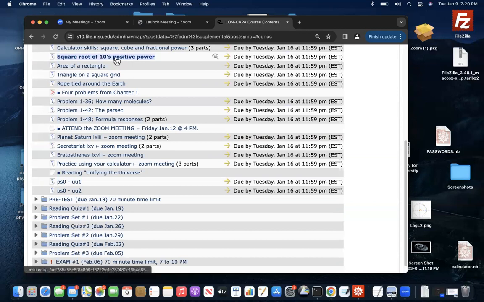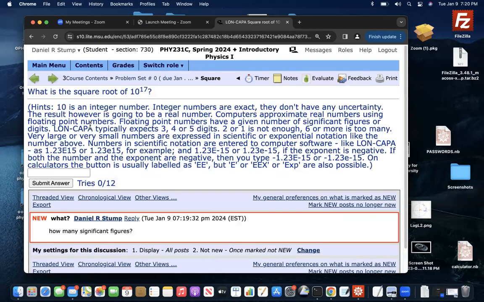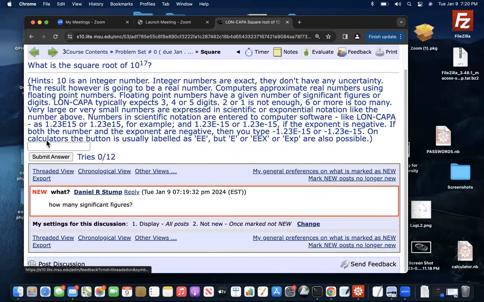Suppose what's the square root of 10 to the 17? Well, I submit an answer here. The square root of 10 to the 17, the square root of 10 to the 16 would be 10 to the 8th. Square root of 10 is about 3 or 3.1. So as a good guess, I could say, well, it's about 3.1 exponent 8.